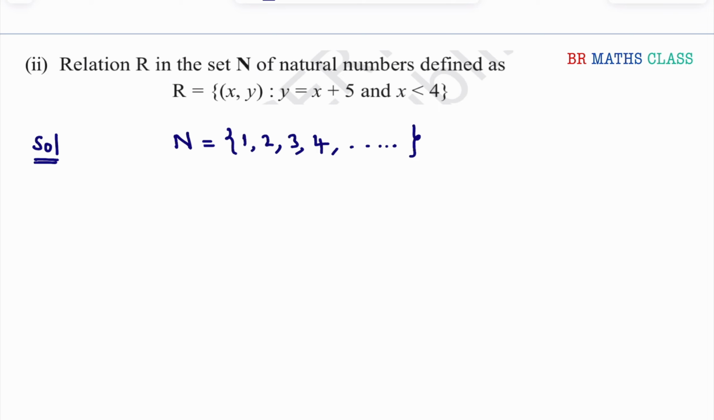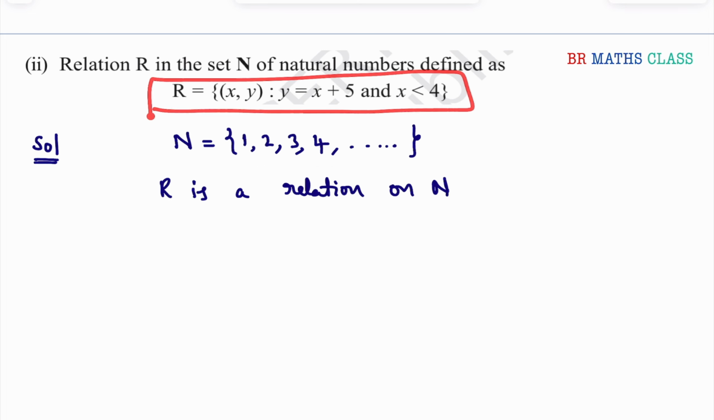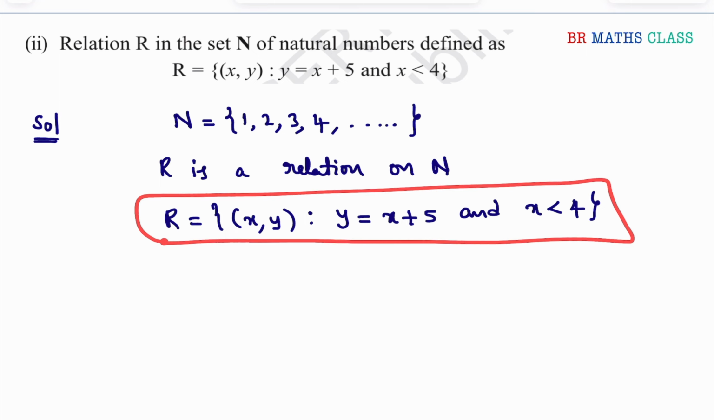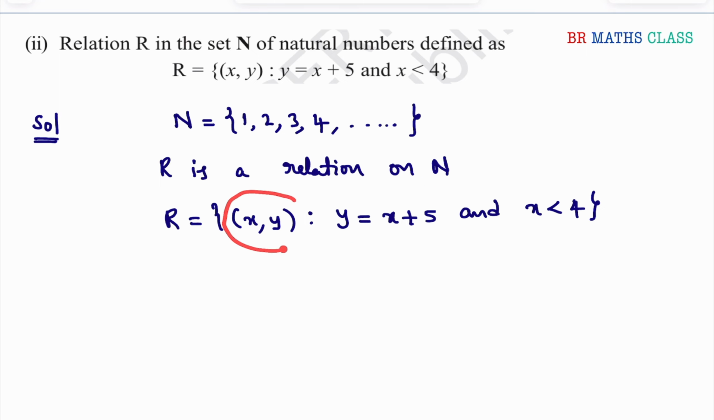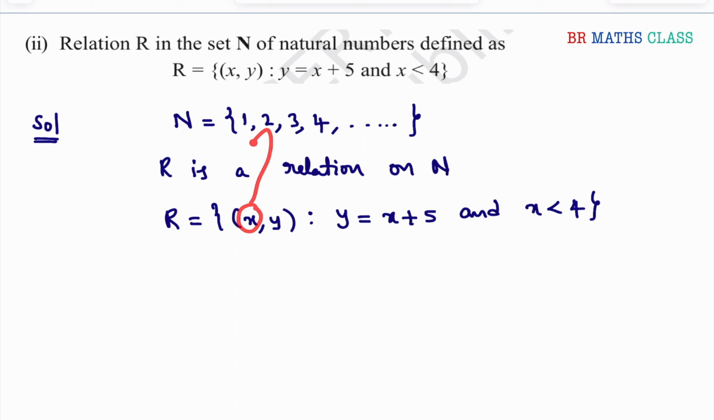So I'll write that also. R is a relation on N means R is a relation from natural numbers to natural numbers. And the relation they have given like this, we'll write this also. You observe this relation. This is similar to the last problem. Here, this relation is given in set builder form. This relation contains ordered pairs, right? As it is a relation on the set of all natural numbers, x is a natural number, y is also a natural number. Both these elements must belong to this set.